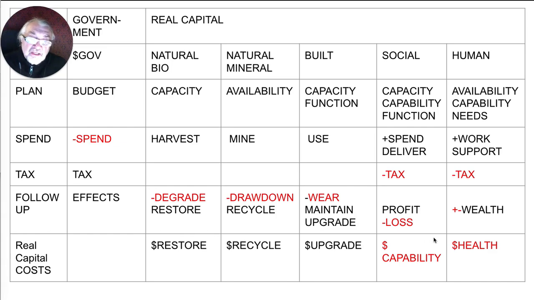So, if you like, there's a real capital cost here. What would be the cost to put health back to where it should be? What would be the cost to bring the capability of these organizations back to where it should be? But it's also true of real capital. So there's a cost to restore the fields or the forests. There's a cost to recycle the minerals. And there's a cost to upgrade the built capital if it has been downgraded.